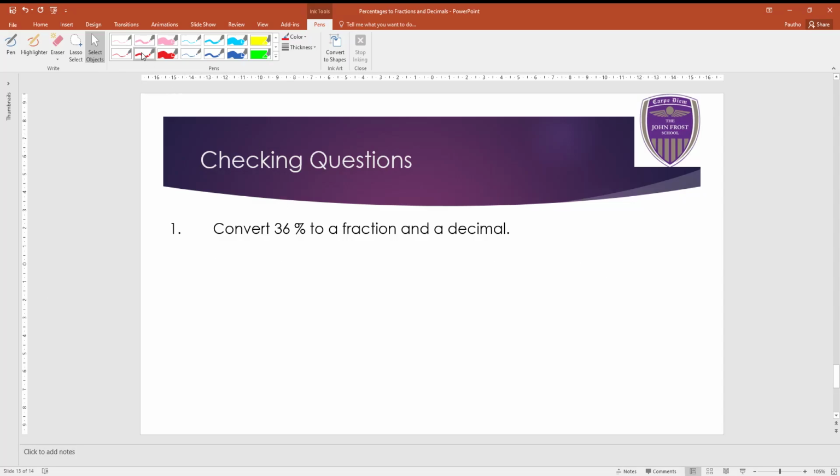Okay, welcome back. This first one should be straightforward. 36% means 36 out of 100. I think I'll go for one step here. They're both in the 4 times table. How many 4s in 36? 9. How many 4s in 100? 25. And the decimal, 36 divided by 100, is 0.32. I don't think so, sir. 0.36. Sorry.